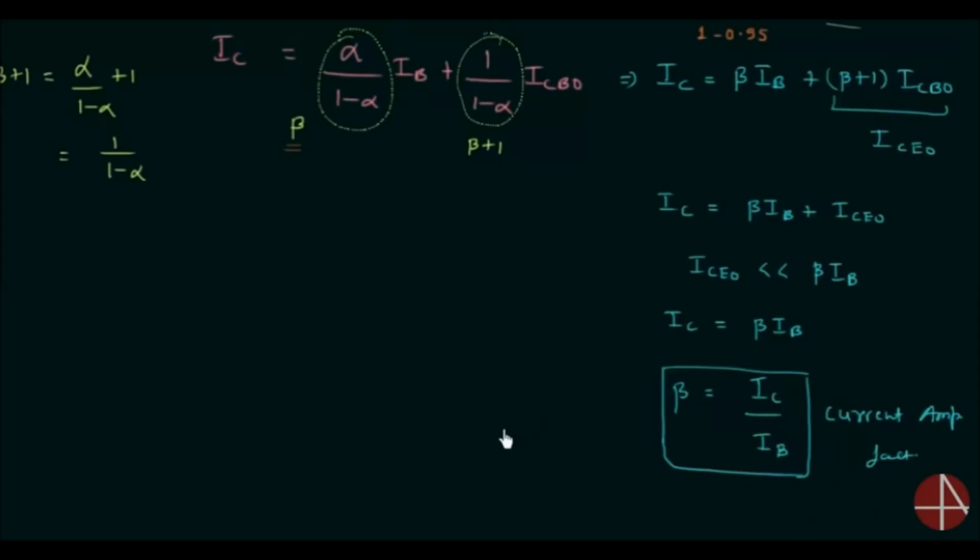Let's say the input current, that is the base current, is equal to 1 milliamps. Beta, the current amplification factor, is equal to 100. Then we have to calculate IC, the output current. So IC is simply equal to beta times IB. So IC is equal to 100 milliamps. The input current was 1 milliamps and the output current is equal to 100 milliamps.